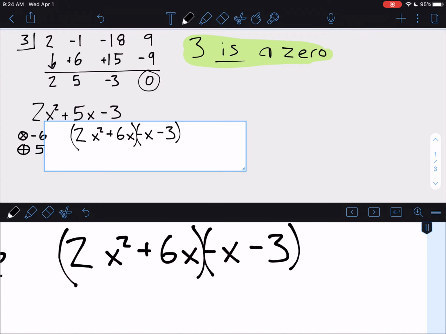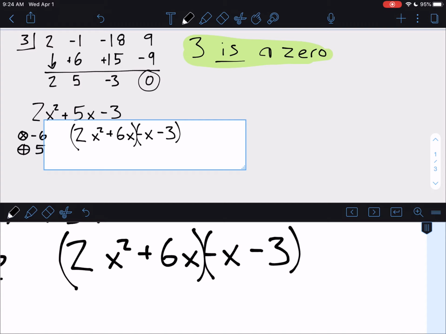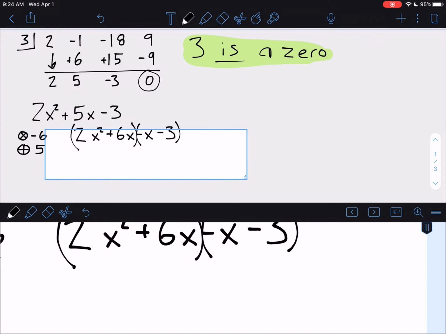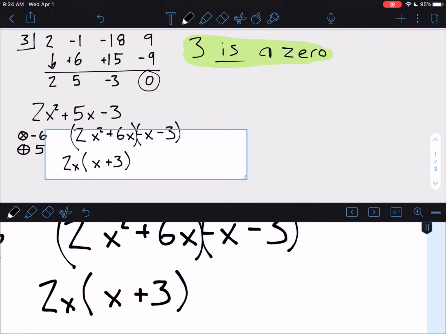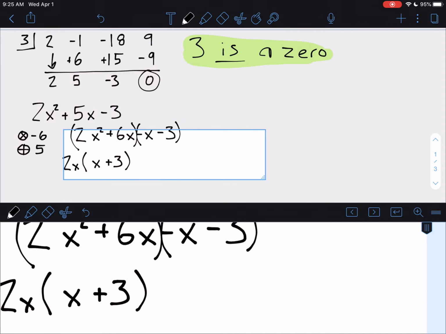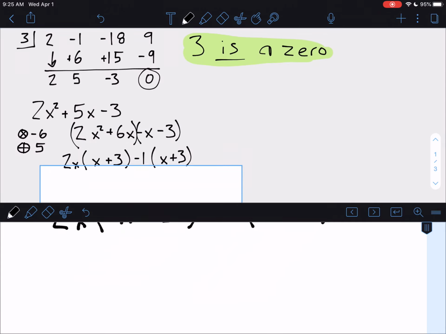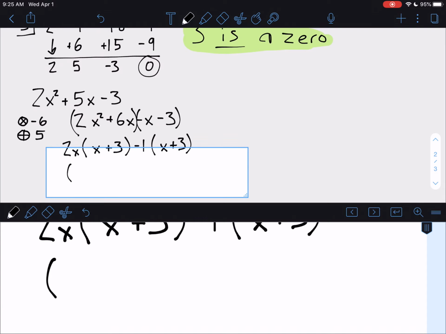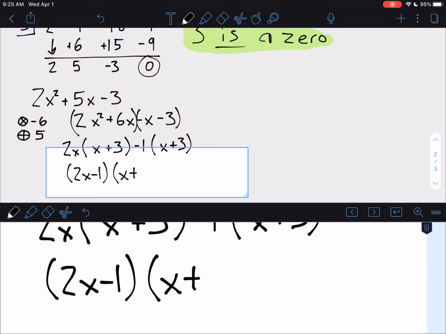Between 2x squared and 6x, I'm going to pull out the GCF. So the GCF of those two is going to be 2x, and once I pull that out, I'm left with x plus 3. And between negative x and negative 3, my GCF is going to be negative 1. And once I pull out negative 1, I'm left with x plus 3, which means my two factors of this are 2x minus 1 and x plus 3.